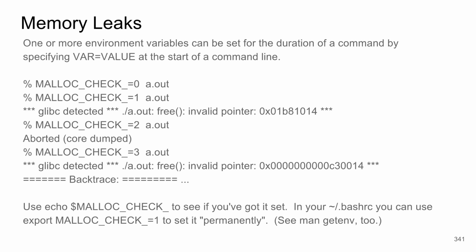So you can use echo and $MALLOC_CHECK_ to see if you've already got it set. You could also put it in your .bashrc, you could set it to whatever you want to make it permanently be that value.